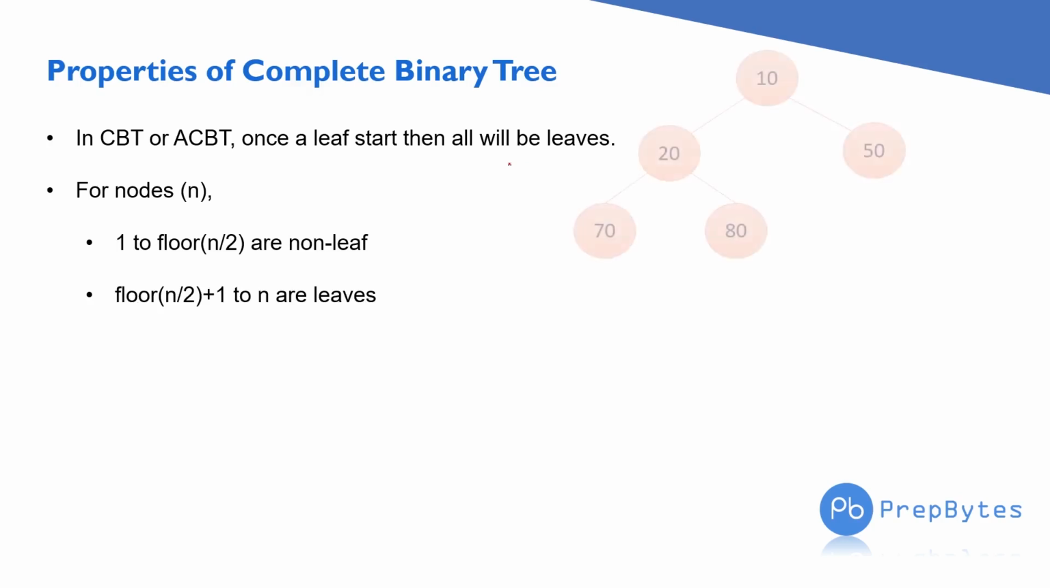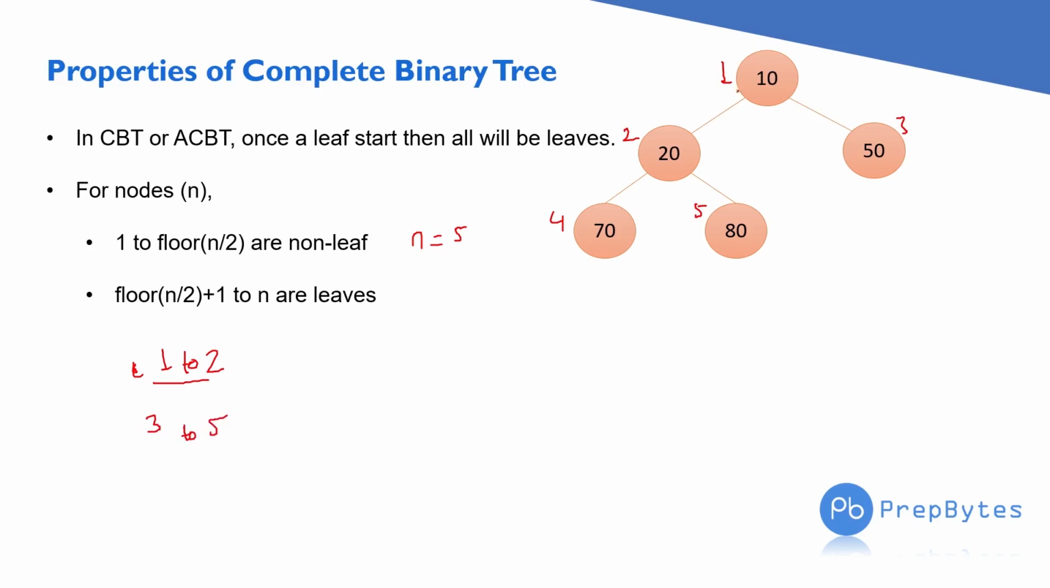Let's take some examples. So for example, in this tree, let's take the indexes 1, 2, 3, 4, and 5, correct? So n value is nothing but 5. For this value of n, what are the non-leaves? 1 to floor of 5 by 2, so 1 to 2 are my non-leaves, and from 2 plus 1, that is 3 to 5, are my leaves. So 1 and 2 are my non-leaves, and 3, 4 and 5 are my leaves.